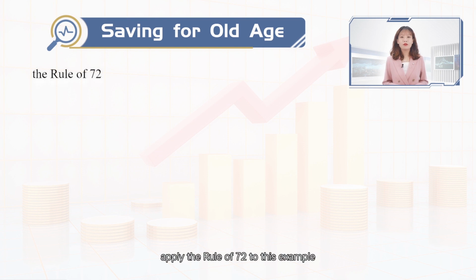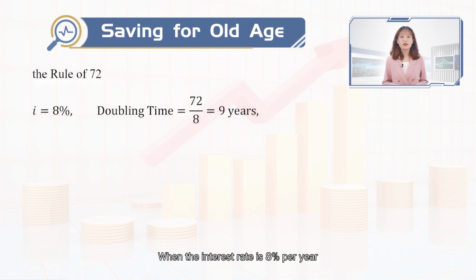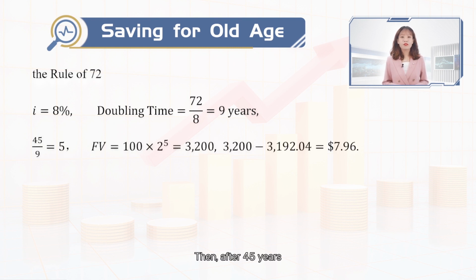Now apply the rule of 72 to this example. When the interest rate is 8% per year, the doubling time is equal to 72 over 8, which is 9 years. Then after 45 years, it would double 5 times. PV multiplied by 2 to the 5th. The future value is $3,200.